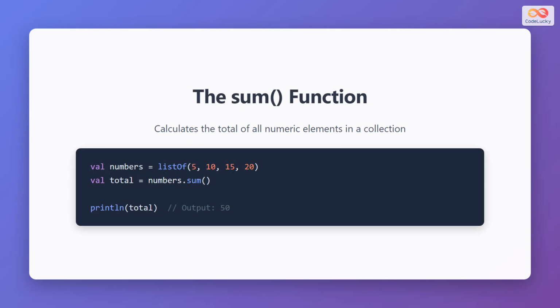Let's start with the sum function. This function calculates the total of all numeric elements in a collection. Here's a simple example. We create a list called numbers containing 5, 10, 15, and 20. When we call the sum function on this list, it adds all these values together. The result is stored in a variable called total, which equals 50. The sum function works with any numeric type, including integers, doubles, and floats.